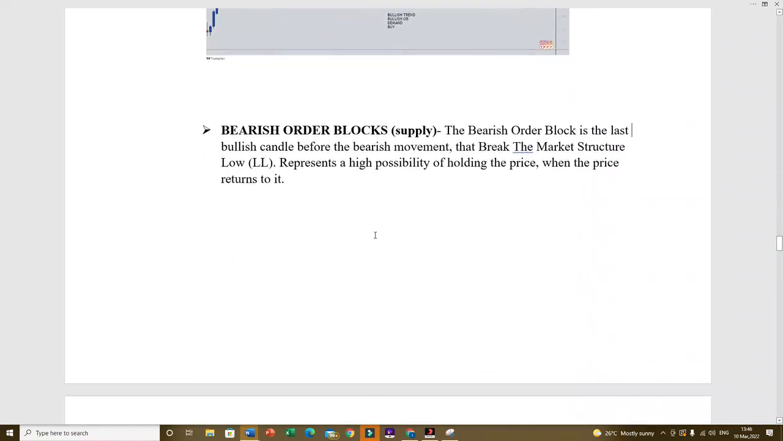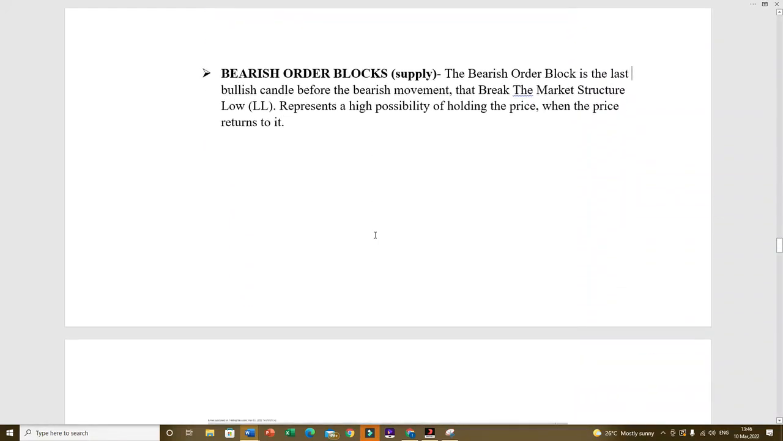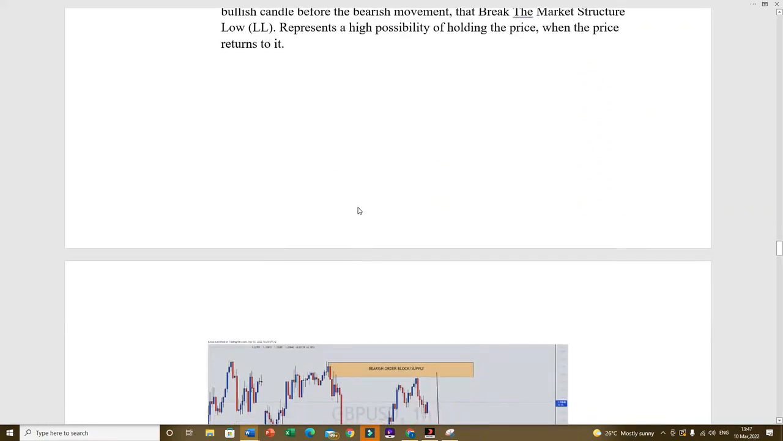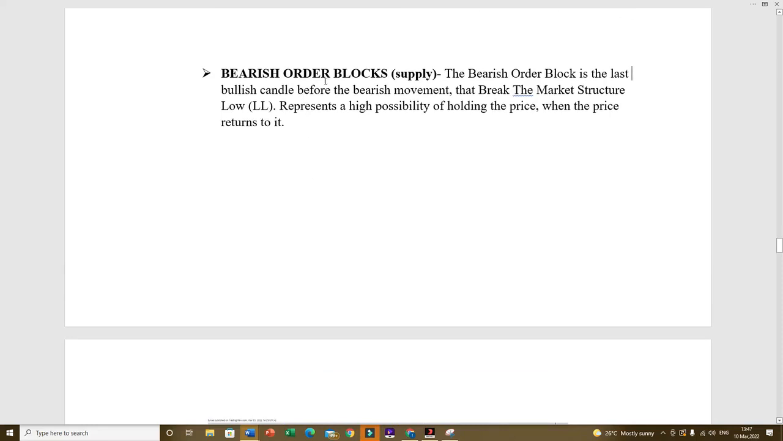Then we have what we call bearish order blocks. This is just the opposite of bullish order blocks. If you've understood the bullish order block, then bearish order blocks is easy. So the bearish order block is the last bullish candle before the bearish move that breaks the market structure, or that breaks the lower low. So it represents a high possibility.